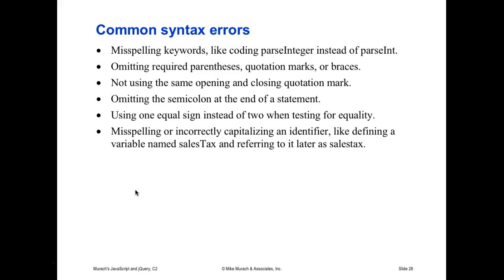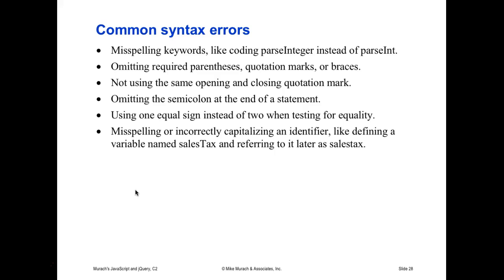Omitting the semicolon at the end of the statement won't throw an error. However, if you have multiple statements on one line, as I spoke about in week 1, you need to put a semicolon in front of the first. It's also bad practice. Using one equal sign instead of two when testing for equality or comparison will not throw an error at all. It will simply assign the value being compared to the other.